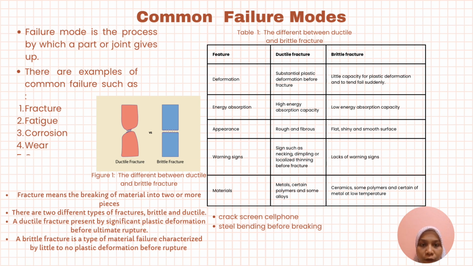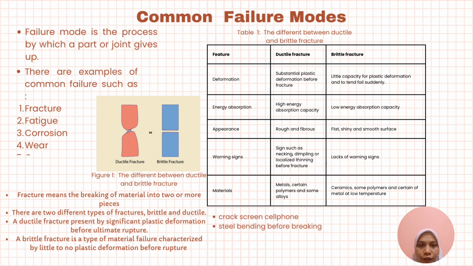Fracture means the breaking of material into two or more pieces, and there are two different types of fracture, brittle and also ductile. A ductile fracture presents a significant plastic deformation before ultimate rupture, while brittle fracture is a type of material failure characterized by little to no plastic deformation before rupture.